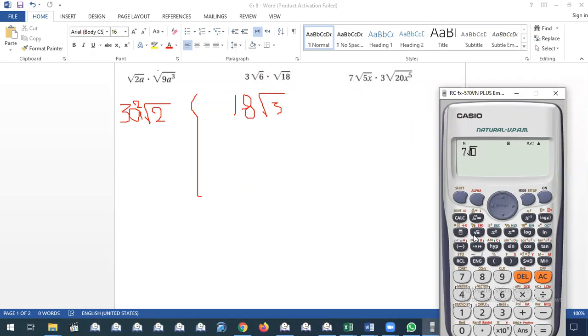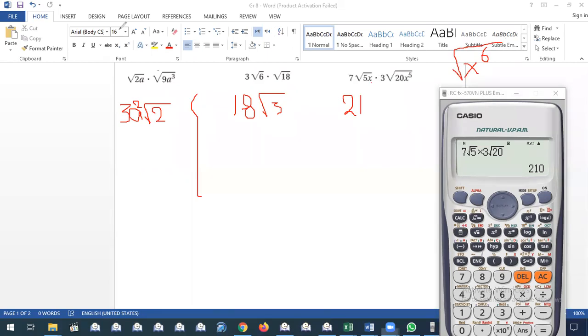7 square root 5 times 3 square root 20. I wrote the whole numbers only here. The final answer is 210 without any square root. So we are just going to write 210. What about the letters? The letters, x times x power 5, will be x power 6. x power 6 inside the square root.